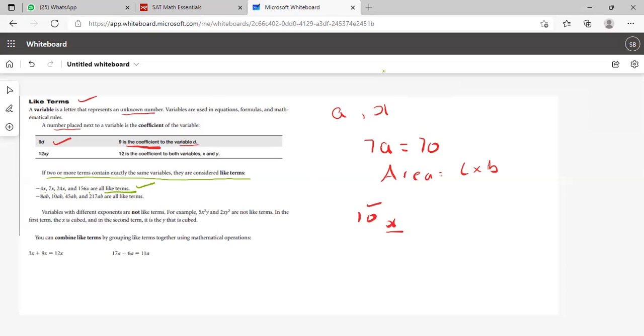Again, here A and B are the same. A and B are common everywhere. So this means all these terms are like terms. We can add or subtract these terms, okay?